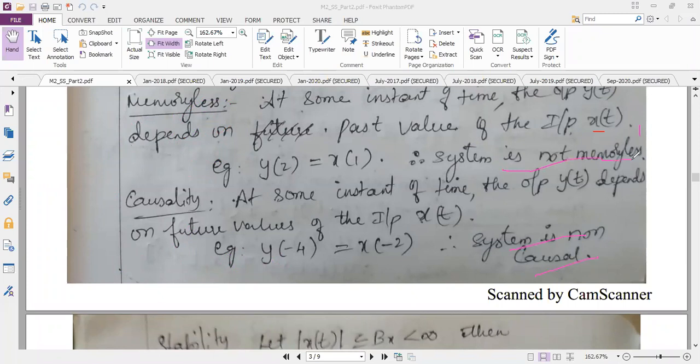Giving justification. Was there any doubt? Anything? Okay.